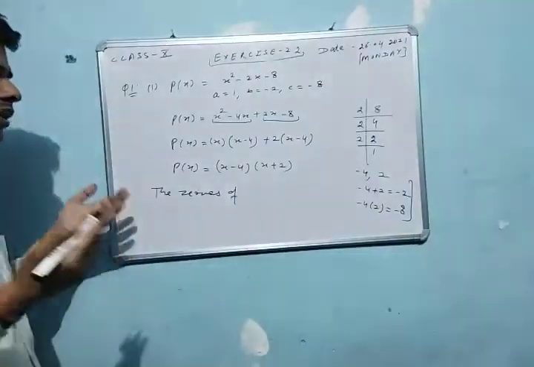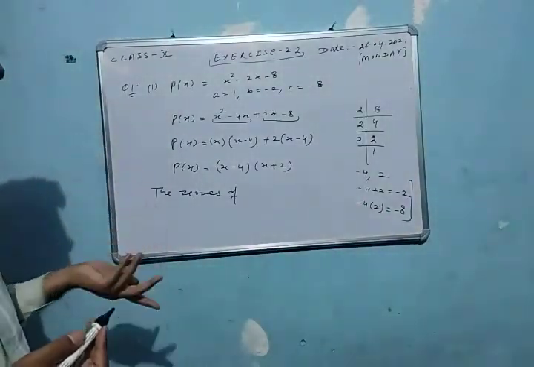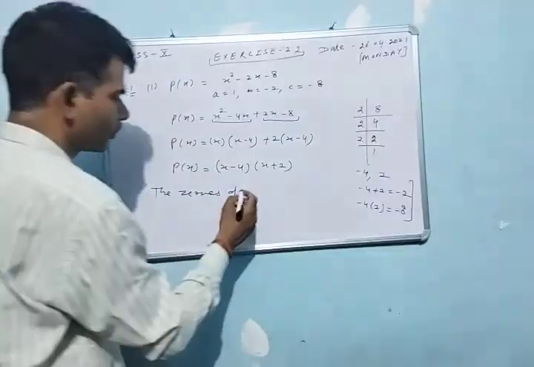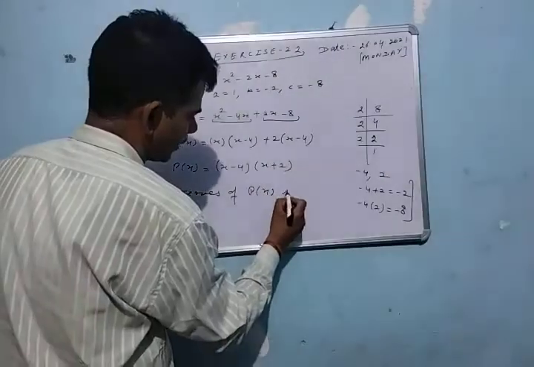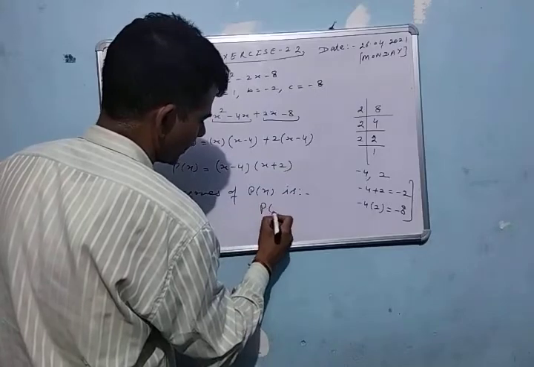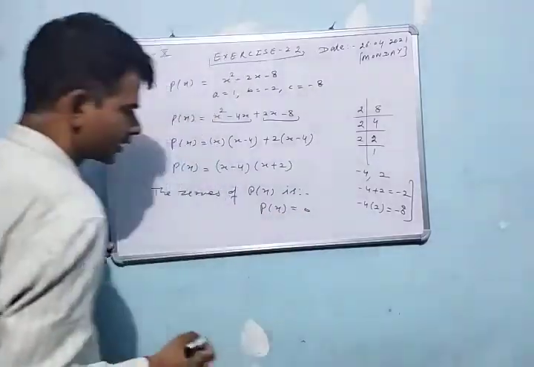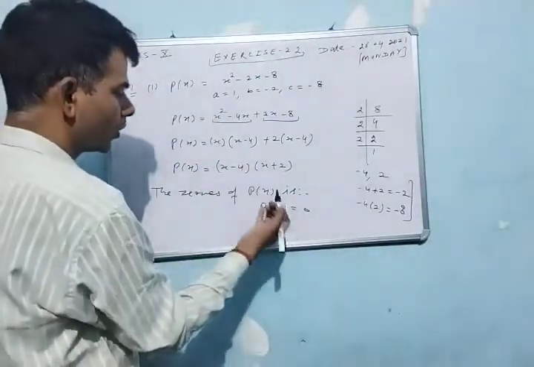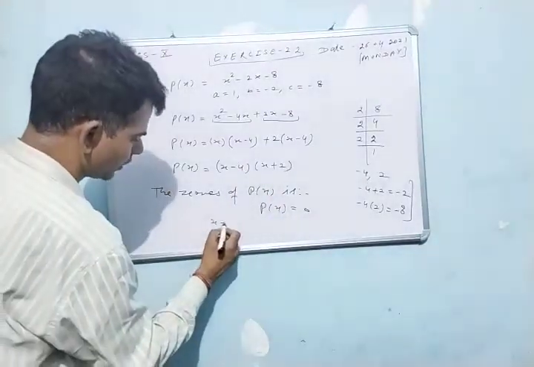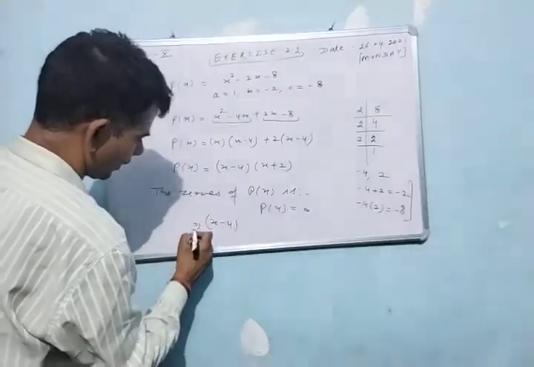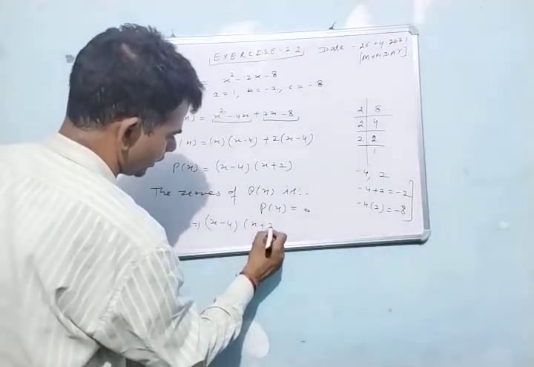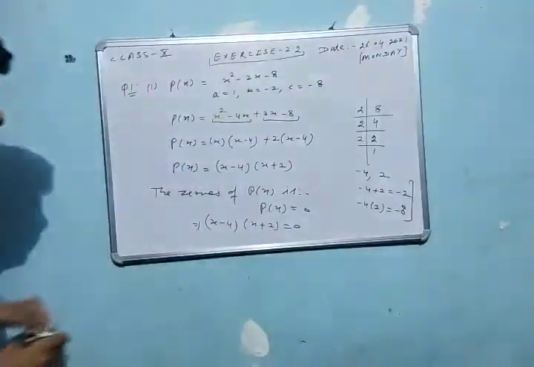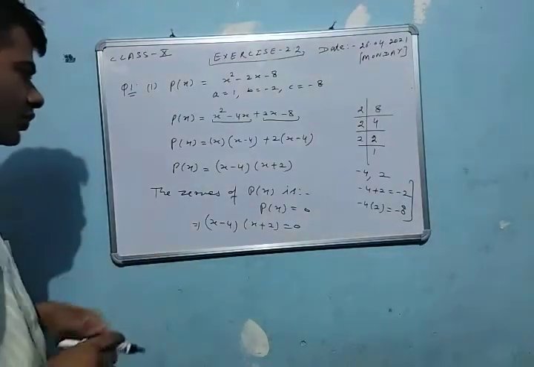Now we have to find out the zeros of p of x. Student, what is a zero polynomial? If p of x is equal to 0, that is called a zero polynomial. The zeros of p of x means p of x is equal to 0. Now what is the value of p of x? That is x minus 4 and x plus 2, and that is equal to 0.